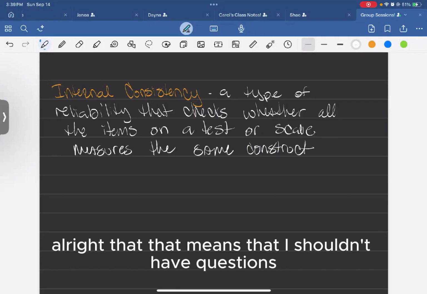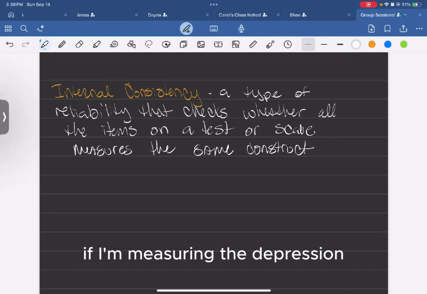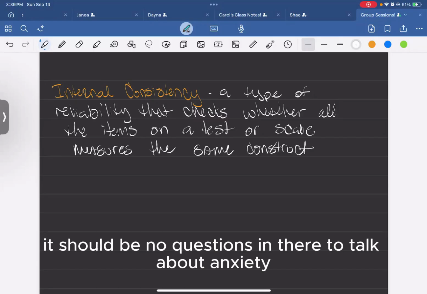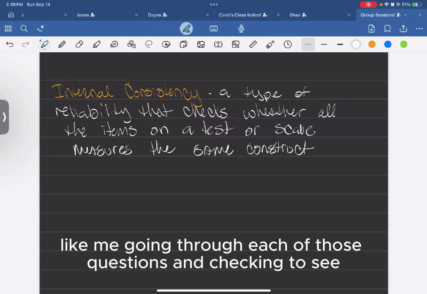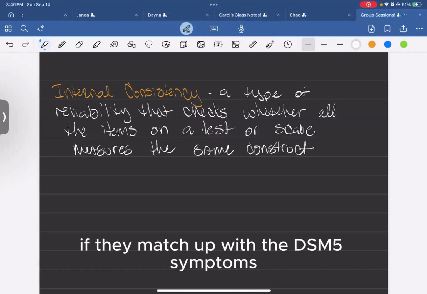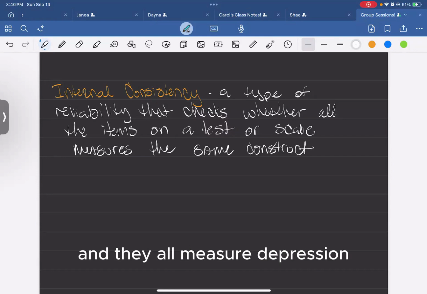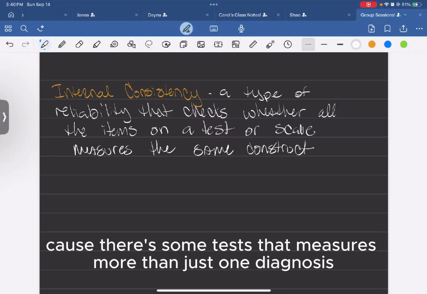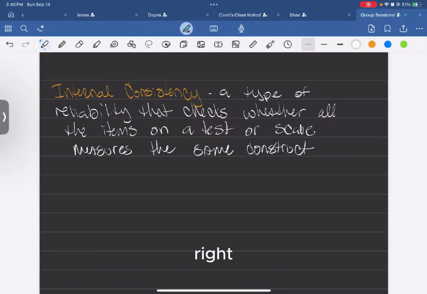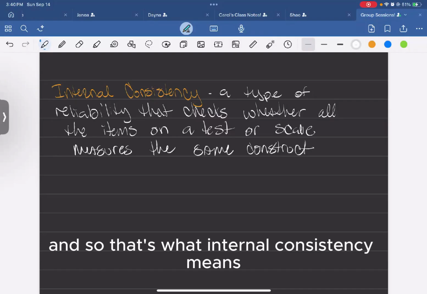Right, that means that I shouldn't have questions that don't fit. If I'm measuring depression, there should be no questions in there that talk about anxiety, no kind of wording, right? So that's like me going through each of those questions and checking to see if they match up with the DSM-5 symptoms, and they all measure depression, right? Because there's some tests that measure more than just one diagnosis, right? And so that's what internal consistency means.